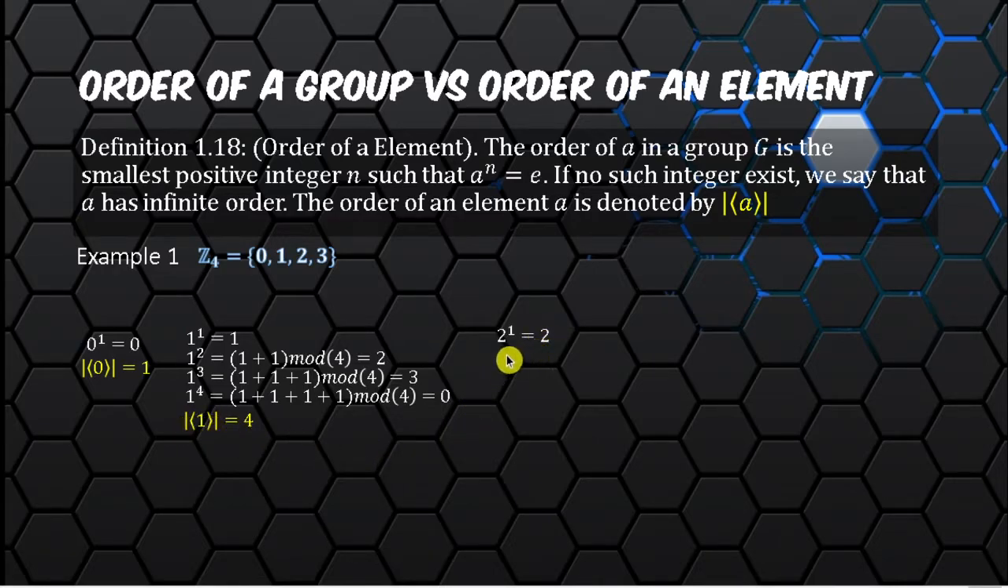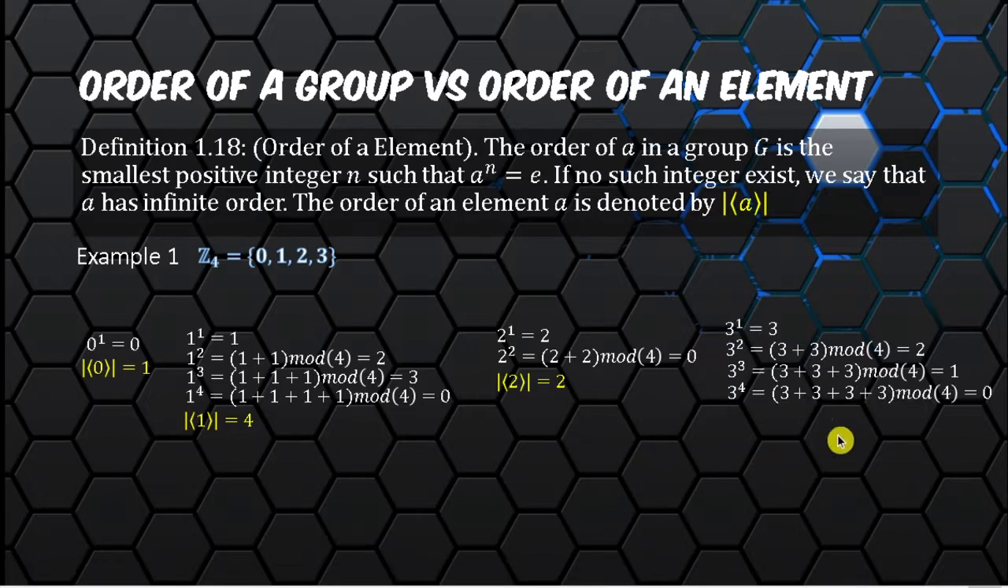How about 2? So 2 raised to 1 is 2 under addition modulo 4. 2 raised to 2 is 0. Since 0 is already the identity element in this particular group, I'm going to stop. And the order there is just 2. Ganun din, the order of the element 3 is 4.